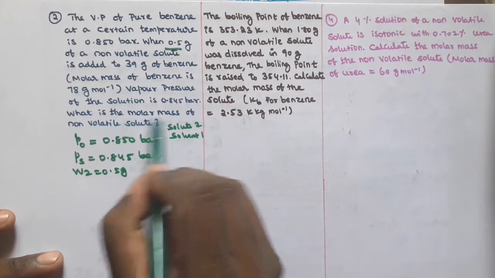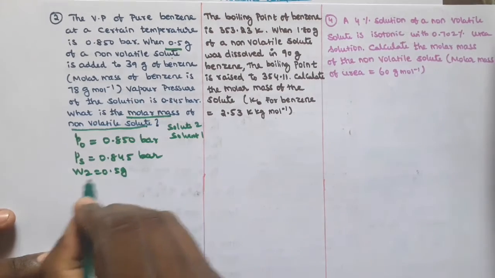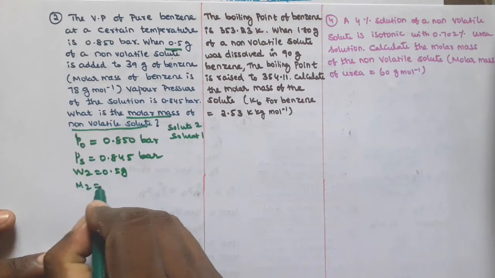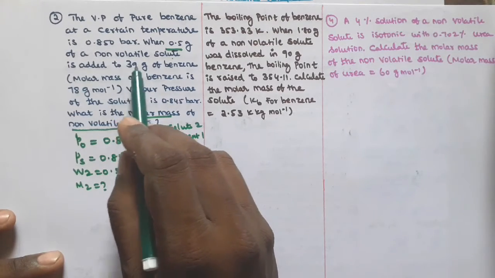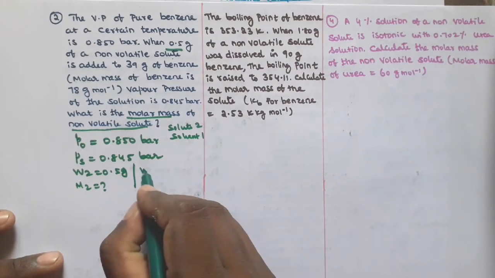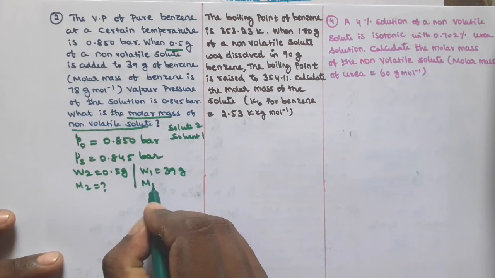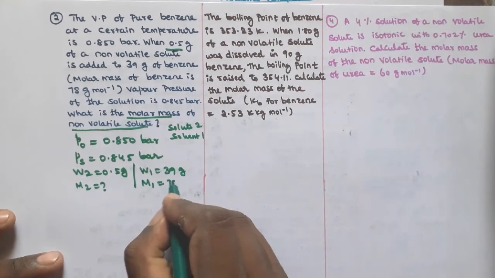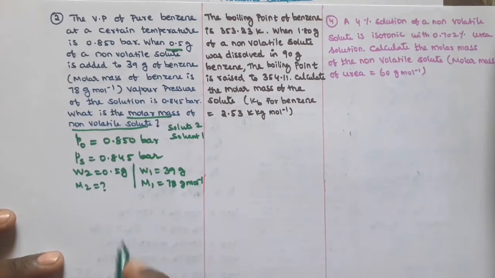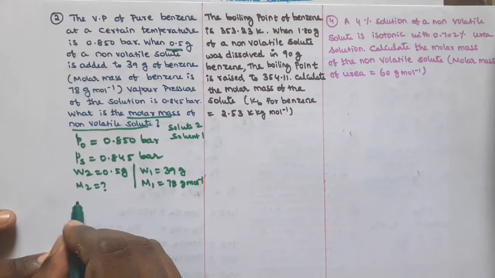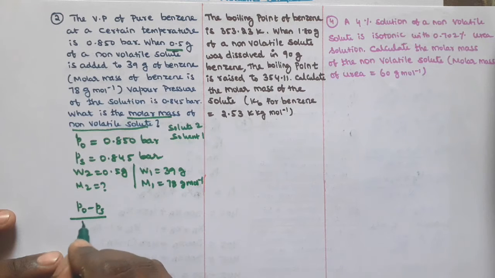What is the molar mass of the non-volatile solute? They are asking only the molar mass, that is M2, which we have to calculate. The weight of the solvent W1 is 39 grams. The molar mass of the solvent M1 is 78 g mol⁻¹. So we will use the formula (P° − Ps)/P°.